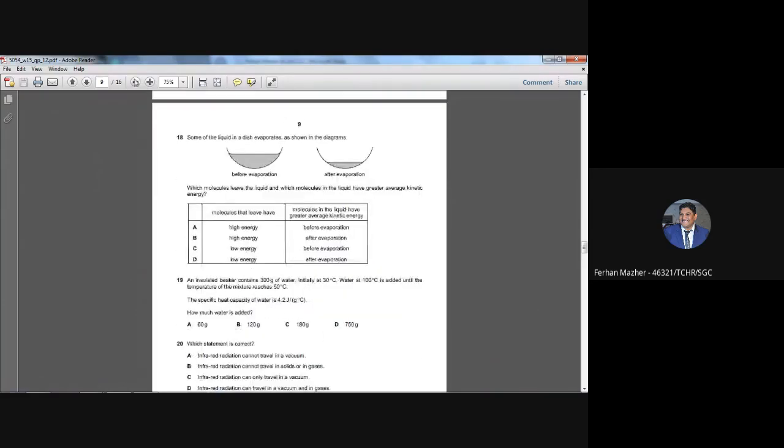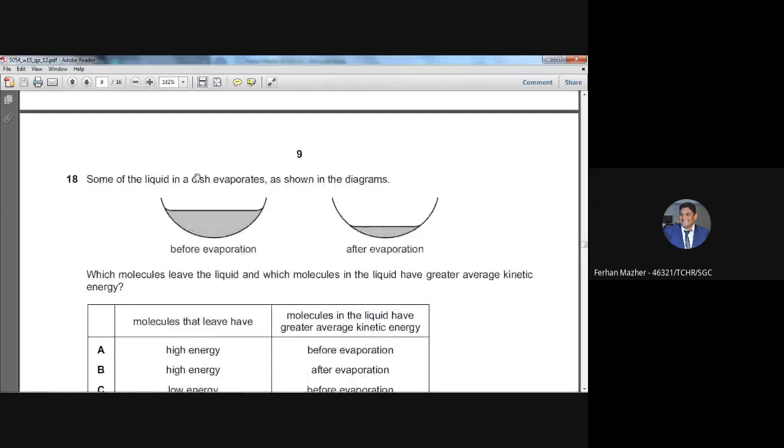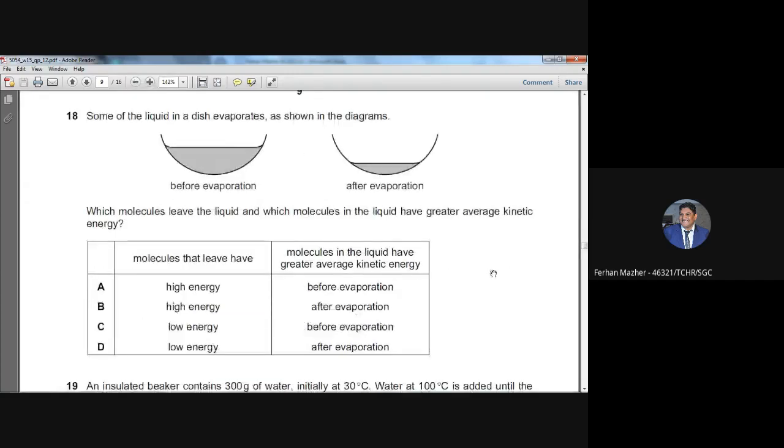Okay, on your screen we have question number 18. Some of the liquid in a dish evaporates as shown in the diagram. Which molecules leave the liquid and which molecules in the liquid have greater average kinetic energy? So the molecules which have left the liquid, they have the highest energy. And the liquid molecules have greater kinetic energy before evaporation.